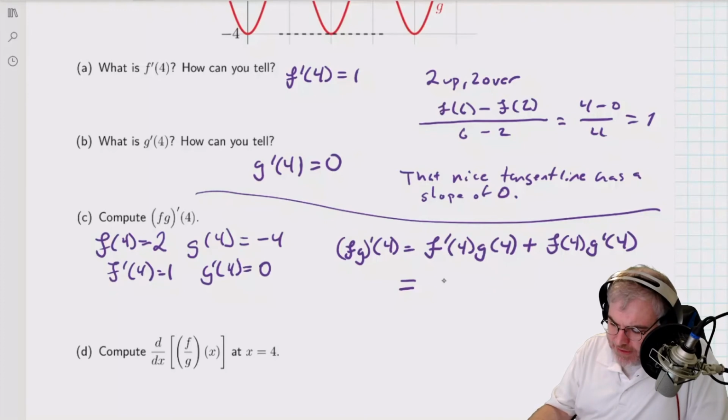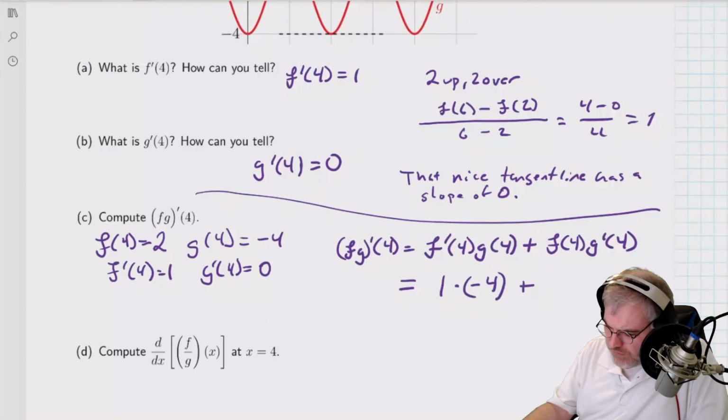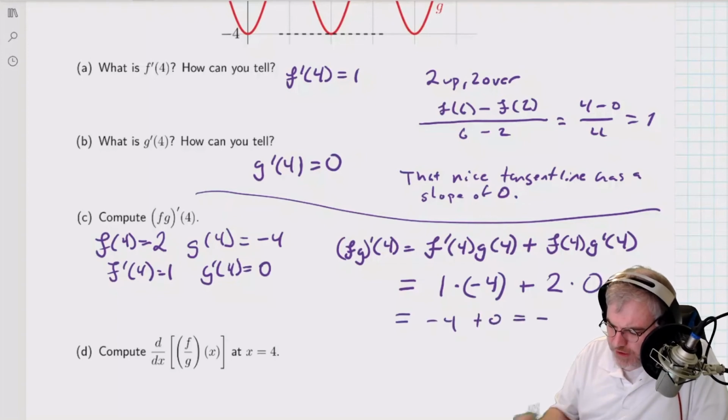And then I'm just going to write it. 1 times -4. I'm going to be very careful with that -4 because I know it's multiplied. Plus f of 4, which is 2, times g prime of 4, which is 0. Which equals -4 plus 0, which is just -4 today.